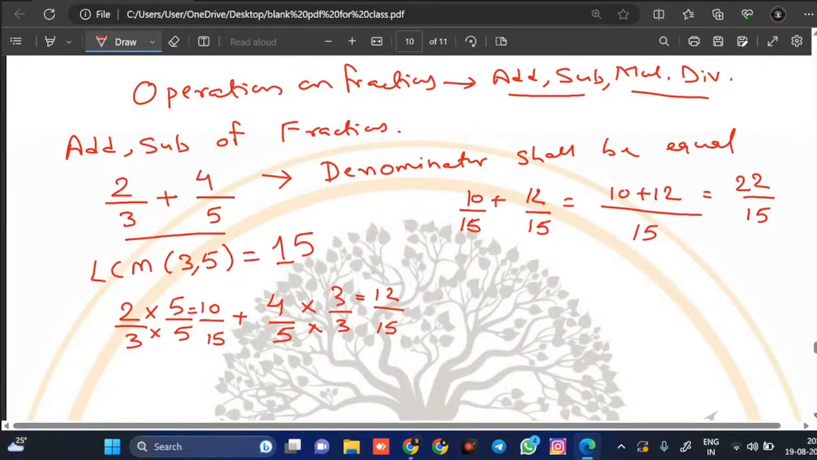Again, coming to the question: the LCM of 3 and 5 is 15. Very good. I have to make this 3 as 15 as well as this 5 as 15. To make 3 into 15, I multiply by 5, so 3 5s are 15, and to make this 15, I multiply by 3, so 5 3s are 15. If I multiply in the denominator, I have to multiply in the numerator as well. So 5 2s are 10 and 3 5s are 15. Similarly, 4 3s are 12, 5 3s are 15. So 10 by 15 and 12 by 15. Just add it and we get the answer.